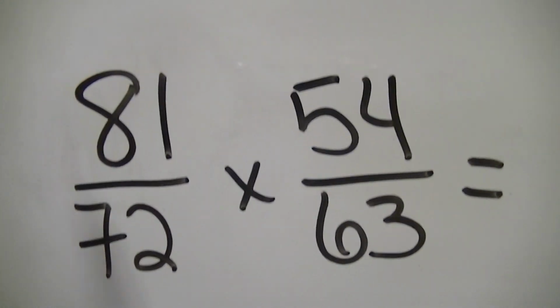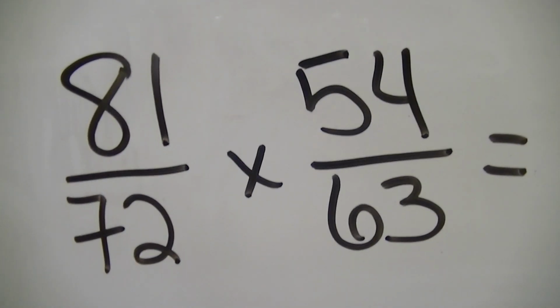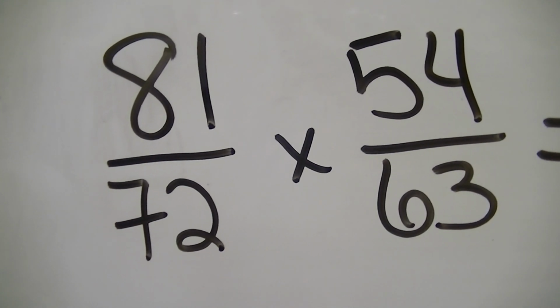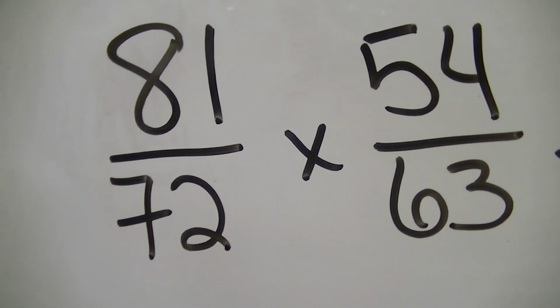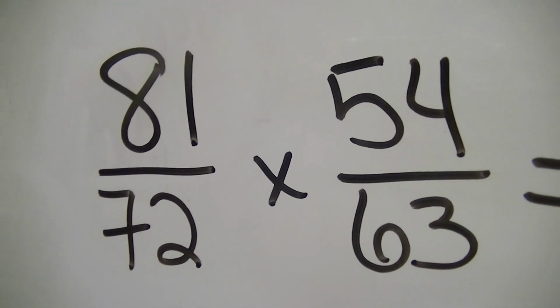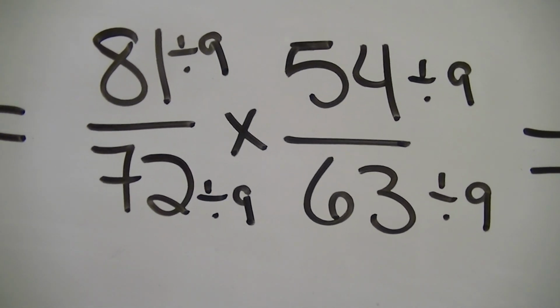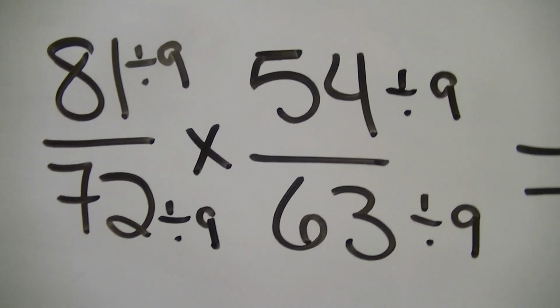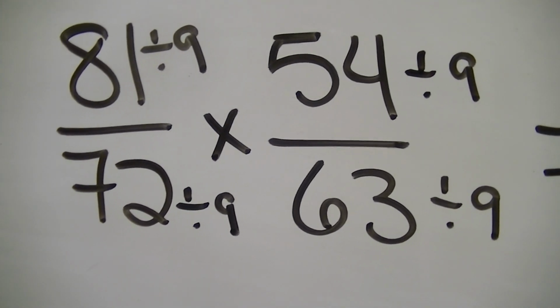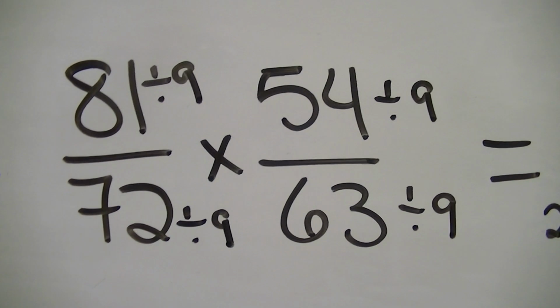Let's try this. What's 1 plus 8? 9. What's 5 plus 4? 9. What's 6 plus 3? 9. What's 7 plus 2? 9. All those numbers are divisible by 9, so let's divide them all by 9. Notice I'm not flipping because this was already multiplication, right? So I'm just going to divide all these by 9 because they're all divisible by 9. I want to get them into a smaller number.